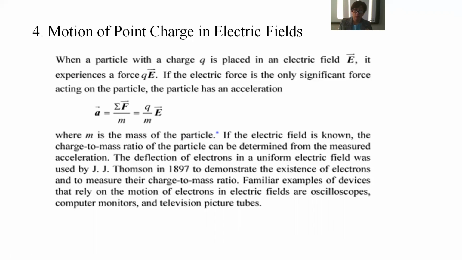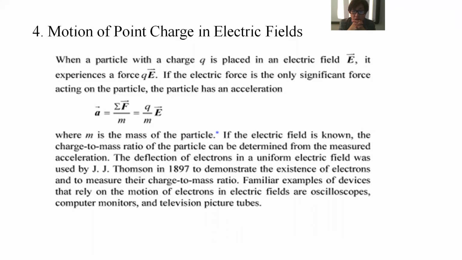For example, if we take an electron, the electric charge of the electron is 1.6 multiplied by 10 to the power minus 19 coulomb, and the mass of the electron is 9.1 multiplied by 10 to the power minus 31 kilogram. This is a small particle because it has a very small mass.